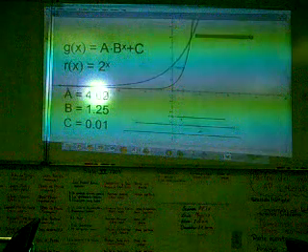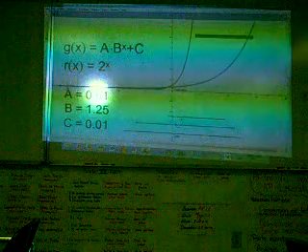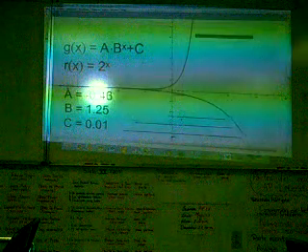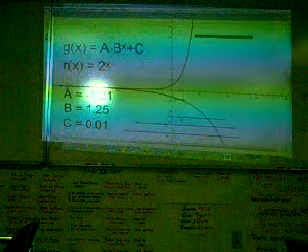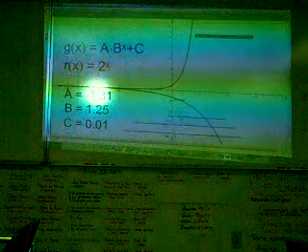So there we go. If a is negative, not only is it going to stretch the graph, but because it's negative, we're going to reflect the graph. It's going to bend down. So it is now decreasing from left to right.